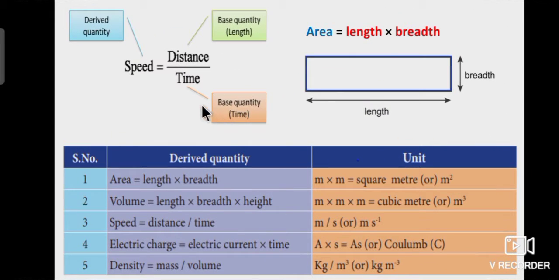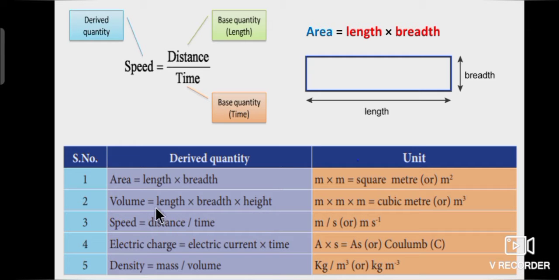Then a derived quantity is derived from fundamental quantities with multiplication, division and so on. See the example. Dividing base quantities such as distance and time gives the speed. Like that, multiplying length and breadth gives the area. So unit of area is meter square.